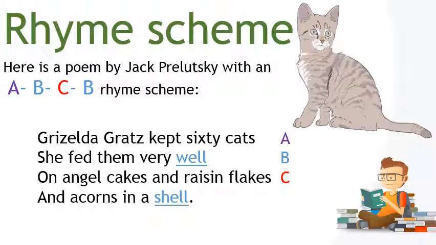So now we have A, B, C. But do you think cats and shell sound the same? Nuh-uh. And well and shell? Yes. Flakes and shell? No. So we go to the second one. It is well and shell. So what's the letter next to well? It is B. So next to shell, we are also going to write B. That is why it is called the ABCB rhyme scheme.